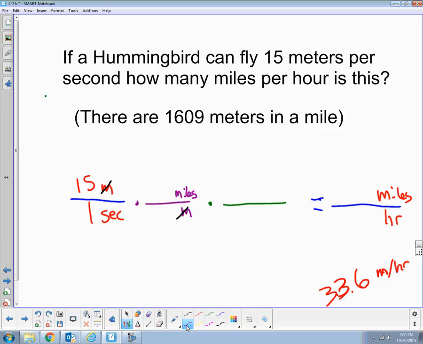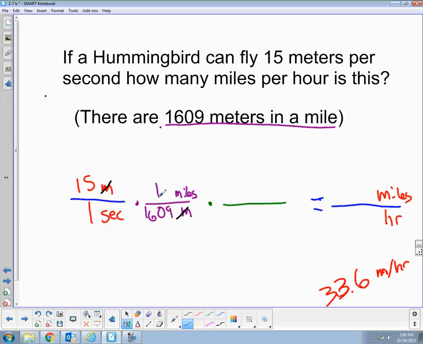So miles and meters, I told you that there's 1,609 meters in a mile. So 1,609 meters in 1 mile. All right, so I've got that conversion done. That gives me miles per second, because miles and seconds are the only things left.